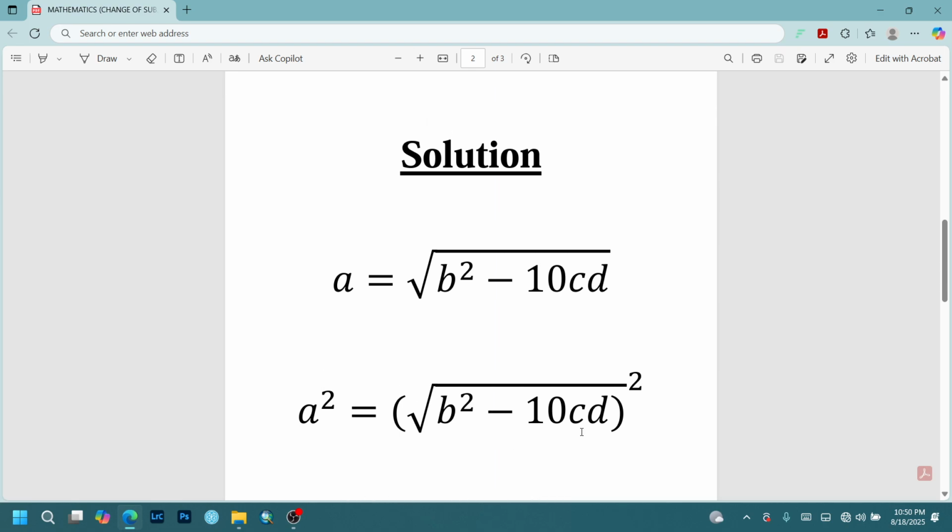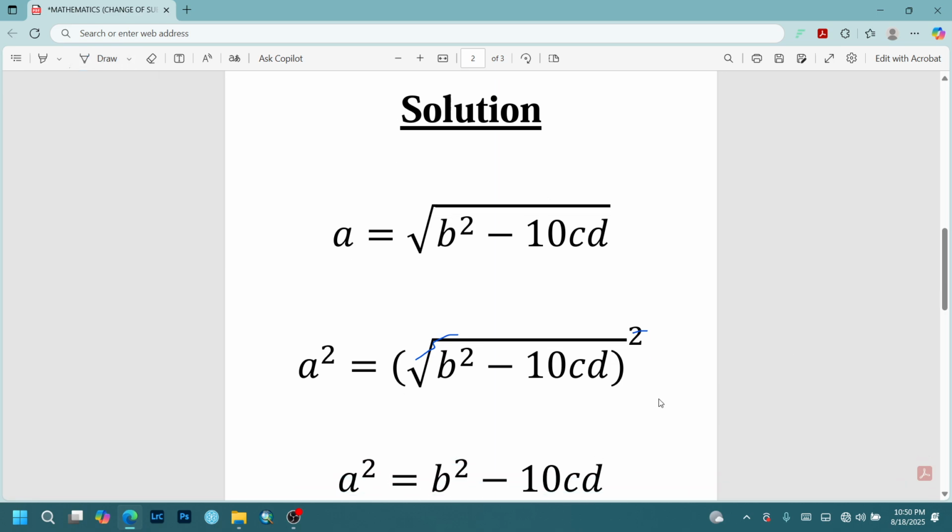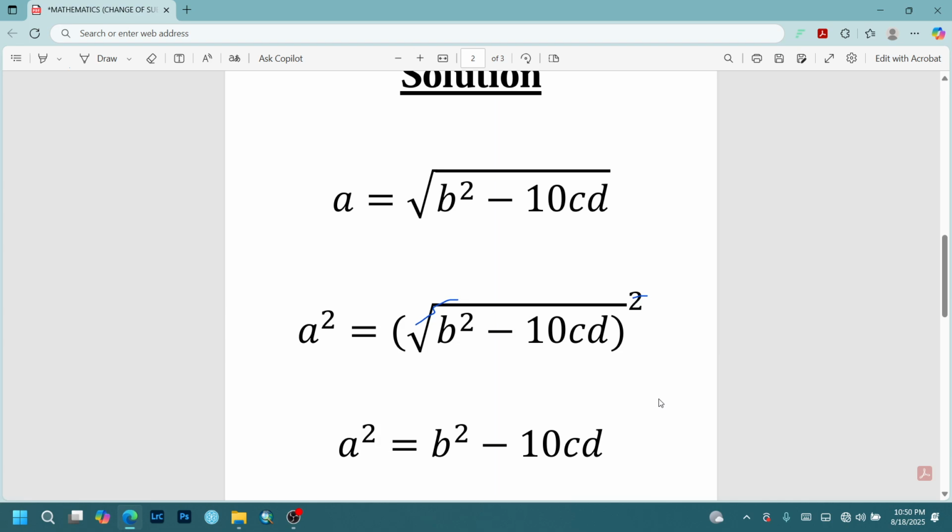When you square both sides, because we want to eliminate the square roots, there will be some cancellations out. So this square will cancel the square root here, thereby eliminating the square root. So we are going to have our new equation to be A square equals B square minus 10CD.